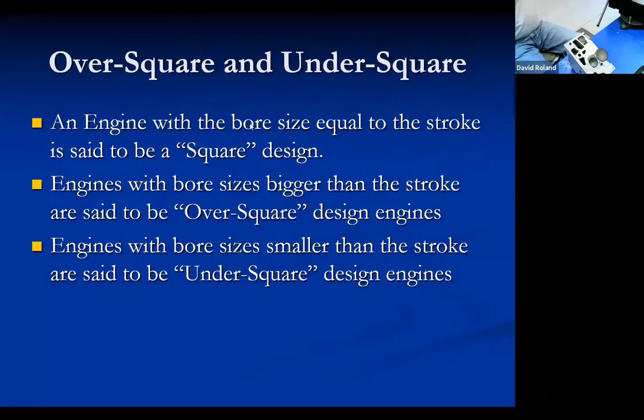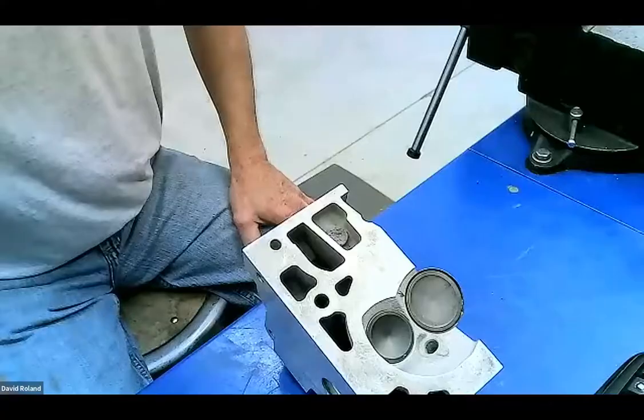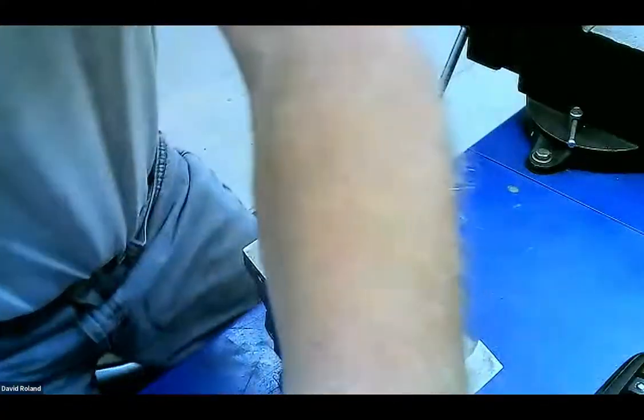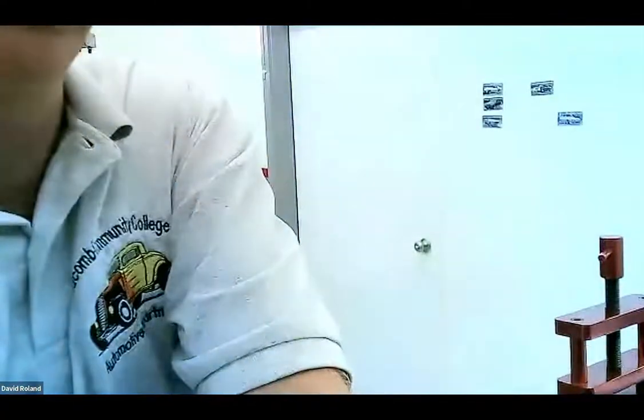Over square and under square. Here we go. You will not find this in the textbook. Mr. Halderman, your author, does not mention this in his textbook. Over square and under square engines, and we need to talk about bore and stroke for just a second, and then we'll come back to talk to this. I'm going to move my camera a little bit so you can see me a little bit better.